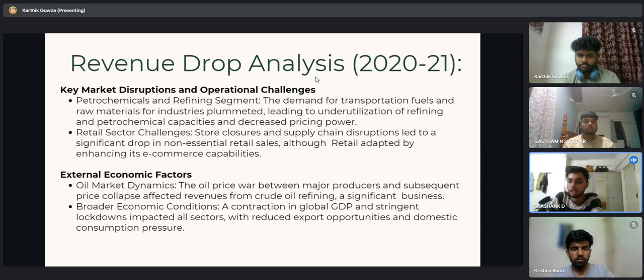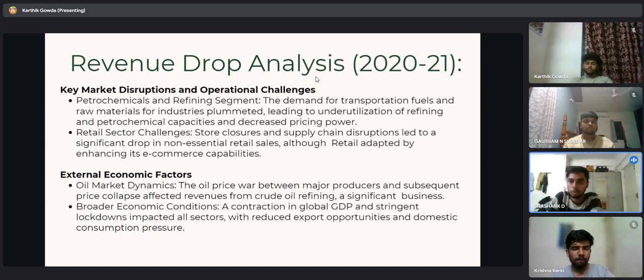Revenue drop analysis for the year of 2021. The key market distribution and operational challenges. Petrochemical and refining segments: the demand for transport fuel and the raw materials for the industries led to the underutilization of refining and petrochemical capabilities and decreased pricing power.